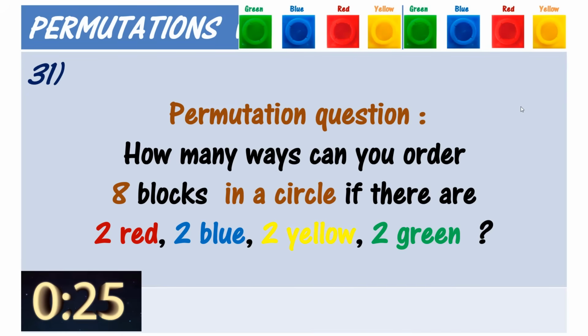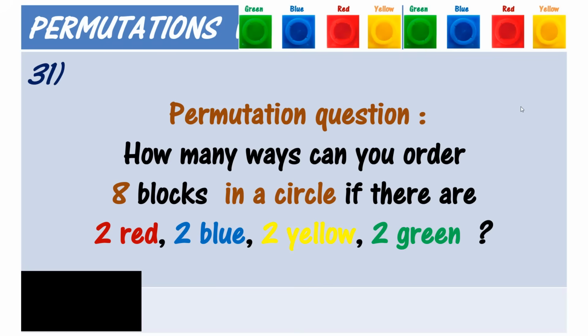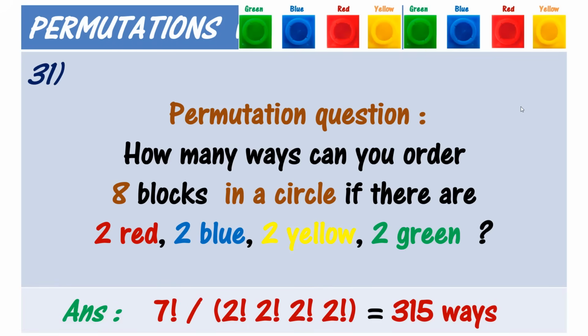Okay, back to the worksheet, and question 31 is, how many ways can I order 8 blocks in a circle if there are 2 red, 2 blue, 2 yellow and 2 green? Well, that will be a quantity of 8 minus 1 factorial, 7 factorial, divided by 2 factorial, 2 factorial, 2 factorial, 2 factorial. And the answer is 315 ways.